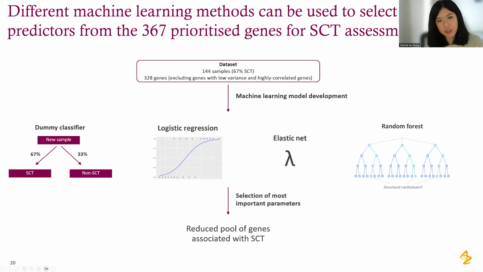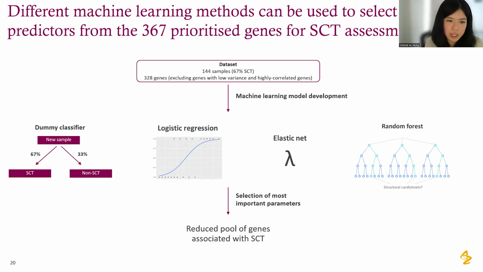So as a reminder, here is our data set. We have 144 samples relating to our 12 different compounds of different time points and concentrations. And here we include 328 genes. So these are the 367 minus any genes which had low variance in the data set or genes which were highly correlated with each other. So we got rid of one of any pair of highly correlated genes.